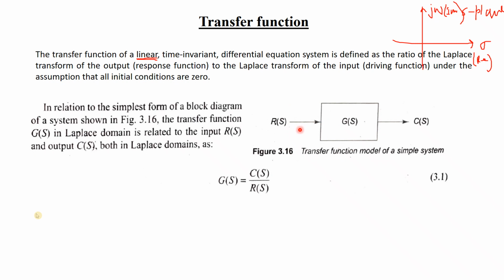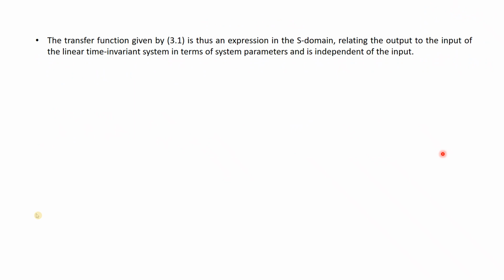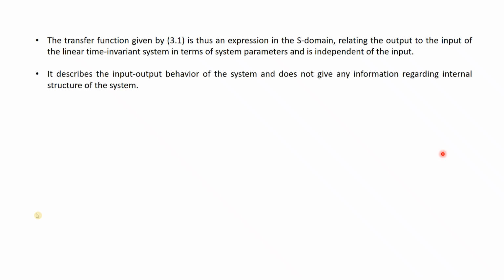Okay. Now obviously a practical system is not as simple as this, because there will be multiple blocks and multiple signals. Now the transfer function given in equation 3.1 is thus an expression in the S domain relating the output to the input of the linear time invariant system in terms of the system parameters, and is independent of the input. Okay. So it describes the input-output behavior of the system but does not give any information regarding the internal structure of the system. So you cannot understand from here what is actually inside the system, whether it is a machine or a house or a car or an electronic device.